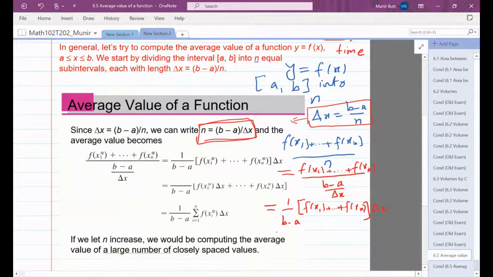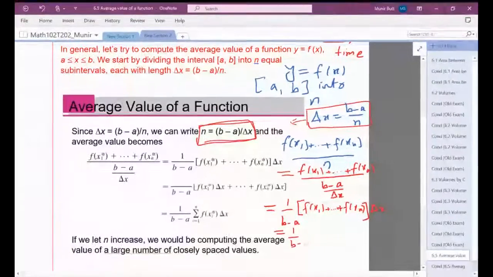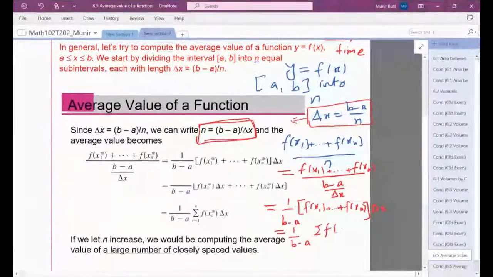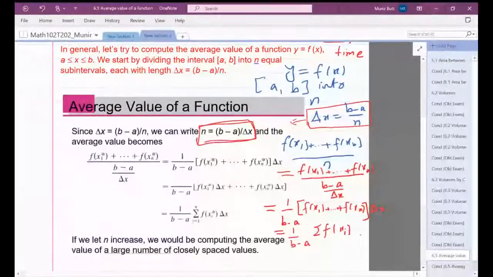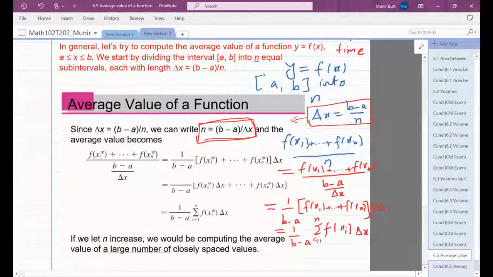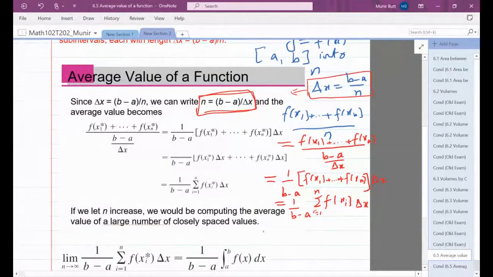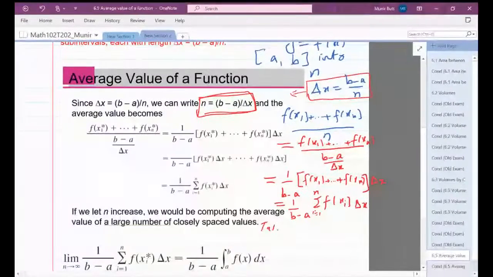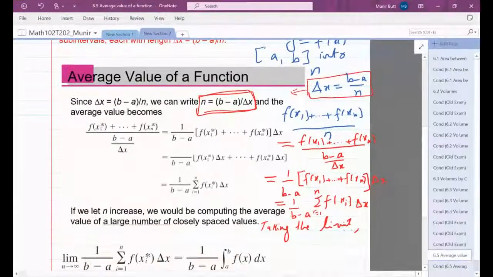Okay, and since from chapter number 5 on the Riemann sum you have seen that you can write it as the sum of f of xi times delta x, and this is, as you know very well, the Riemann sum. If you take the limit, we get the limit as n approaches infinity.